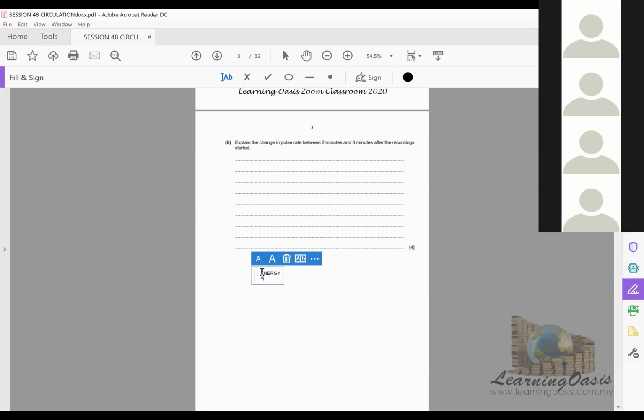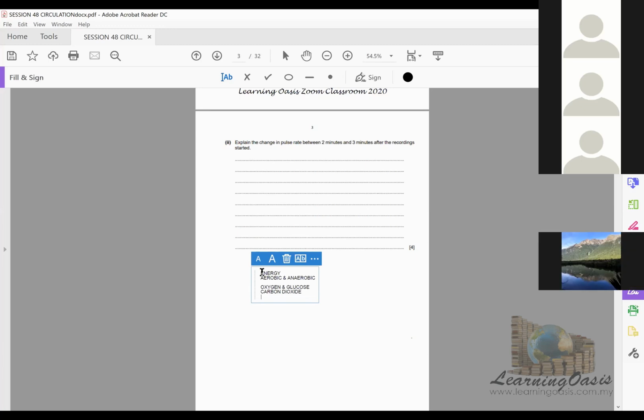By means of aerobic as well as anaerobic respiration. Now ask yourself again. Aerobic respiration requires what? Oxygen and glucose. It produces what? Carbon dioxide. Anaerobic respiration produces what? Is it lactic acid plus carbon dioxide or lactic acid only?